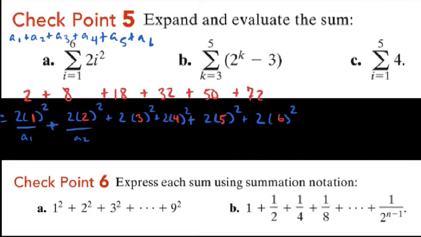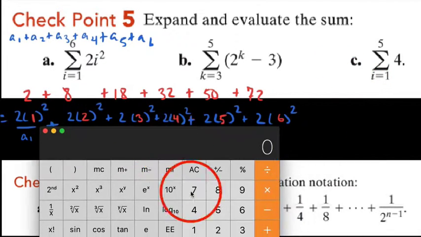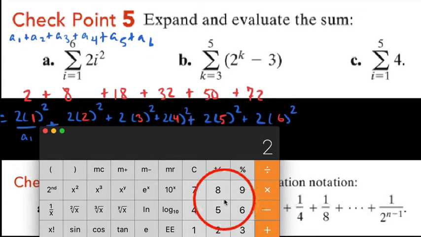So we would need to add all of these together, and I'm just going to grab an easy calculator to work with here. I should use a graphing calculator, but I'm going to use this one instead. So if we take this now, we say, okay, 2 plus 8, that's 10, plus 18, plus 32, plus 50, and plus our 72. What we get is a total sum of 182.